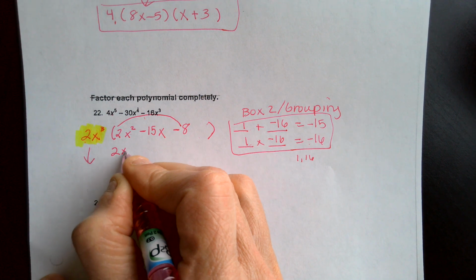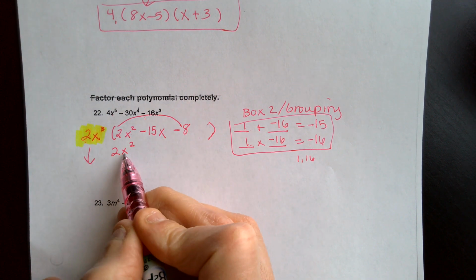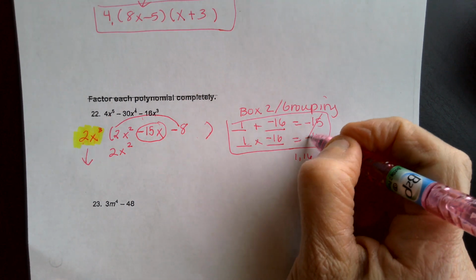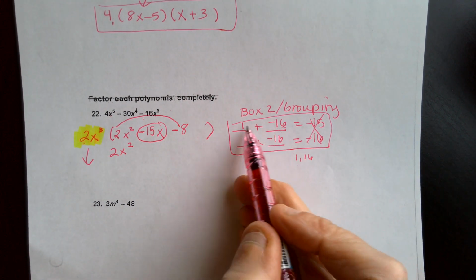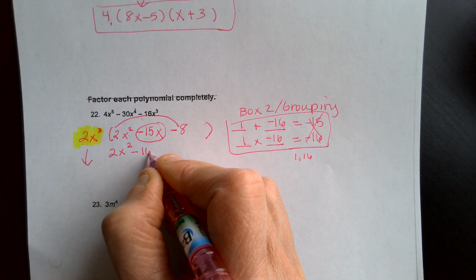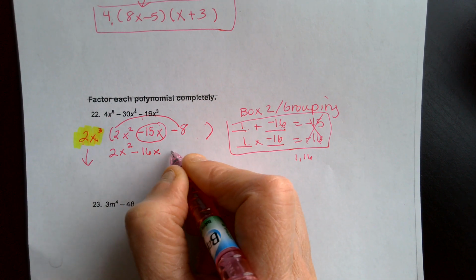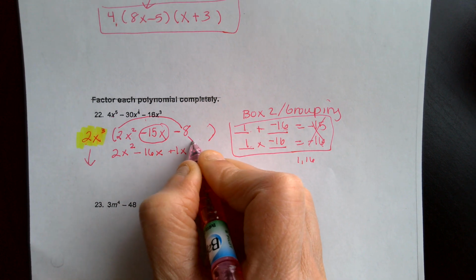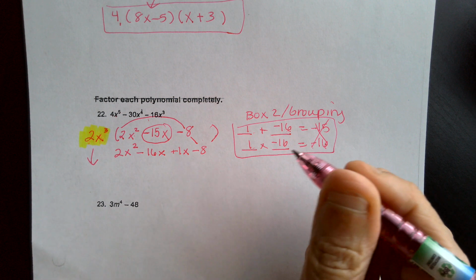So 2x squared, I rewrite that, and now instead of writing this term, I use these two numbers. Which one should I put first? The negative, minus 16, and don't forget the x, plus the 1x. Rewrite minus 8. All right.